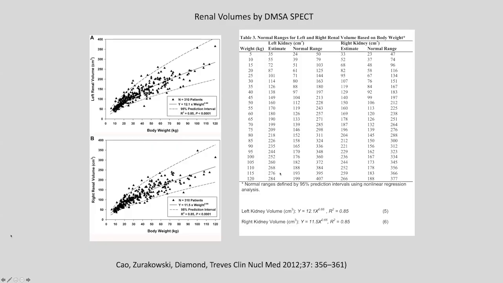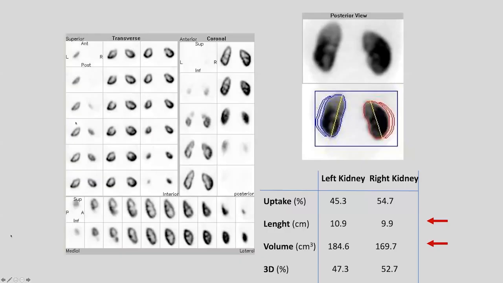And in this publication, there's a table that tells you what the normal ranges are for left and right kidney as a function of body weight. So this can be used routinely because it's automatic.